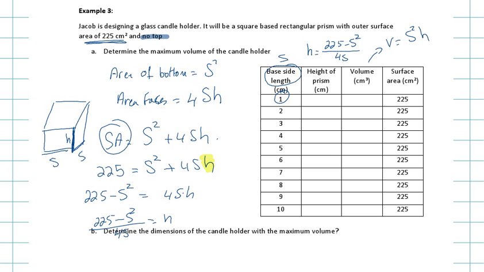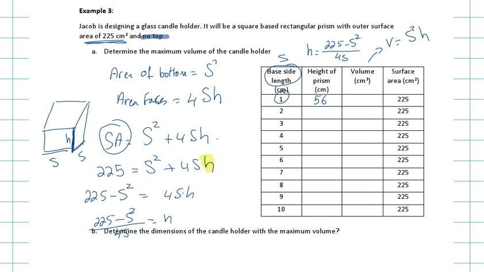So first plug in 1 for S. So 225 minus 1 squared, so that's 225 minus 1, which is 224, divided by 4. What's 224 divided by 4? 56. Do you guys understand how I got this? Now, the volume is side squared, which is 1 squared is 1, times 56, that is 56.